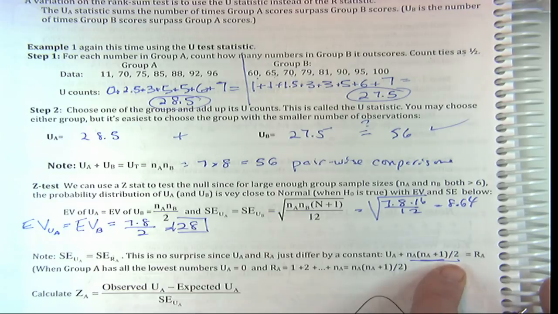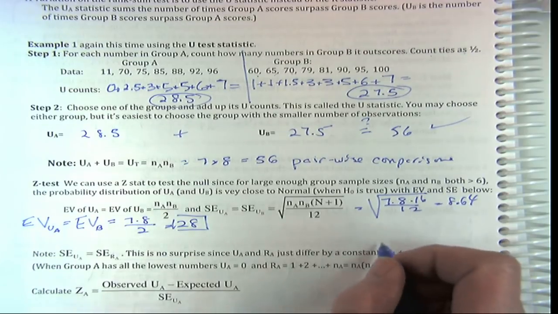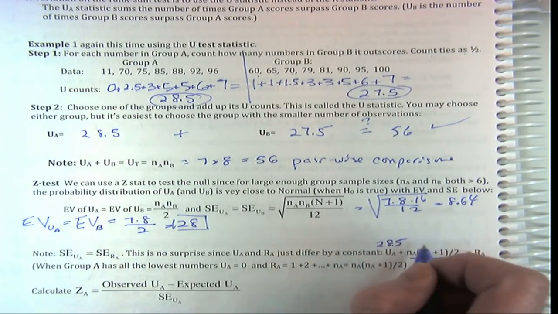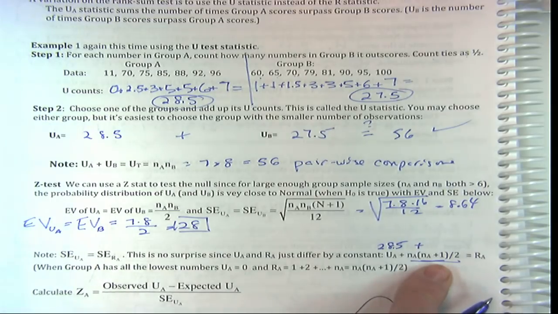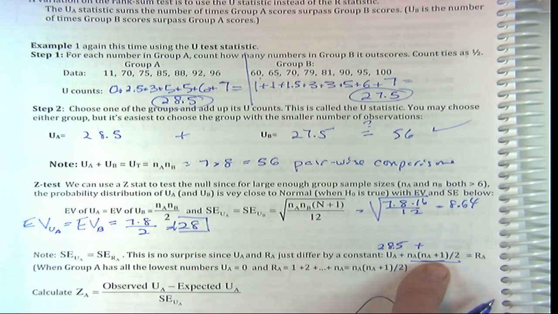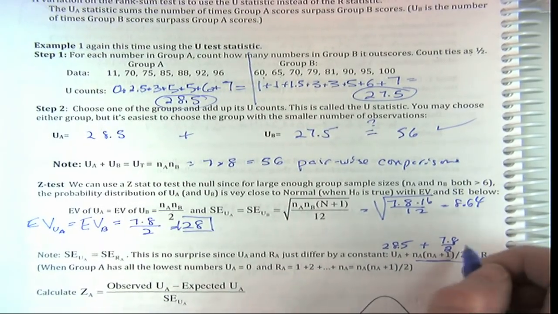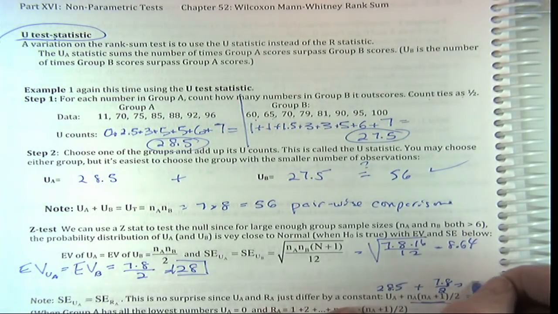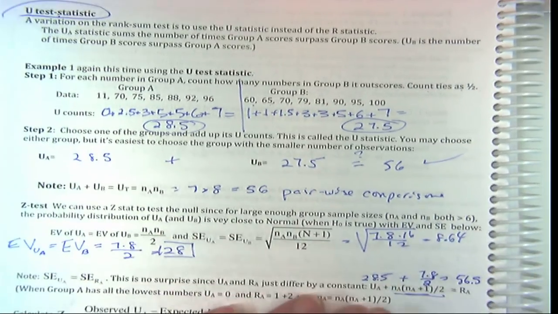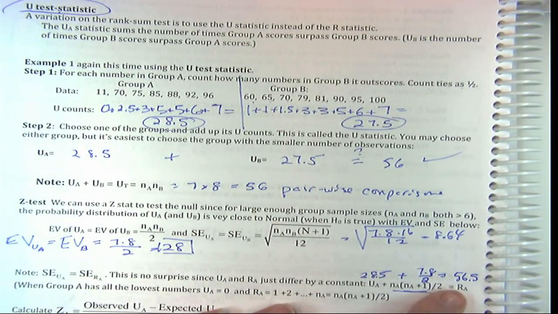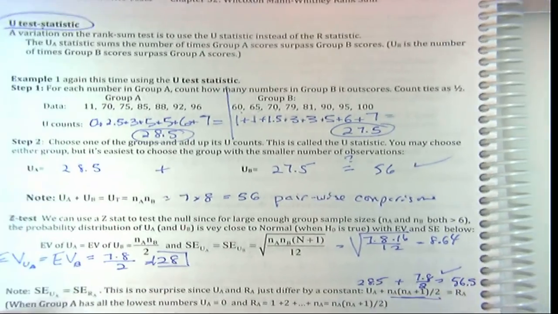I think that's right. 20. What was UA's 28.5 plus? If you add the numbers 1 through 7, you'll get 7 times 8 over 2. And that should be equal to what RA was. Whatever RA was, 56.5. Is that right? 28.5 plus 28 is 56. Yep, that's right. So it does work.